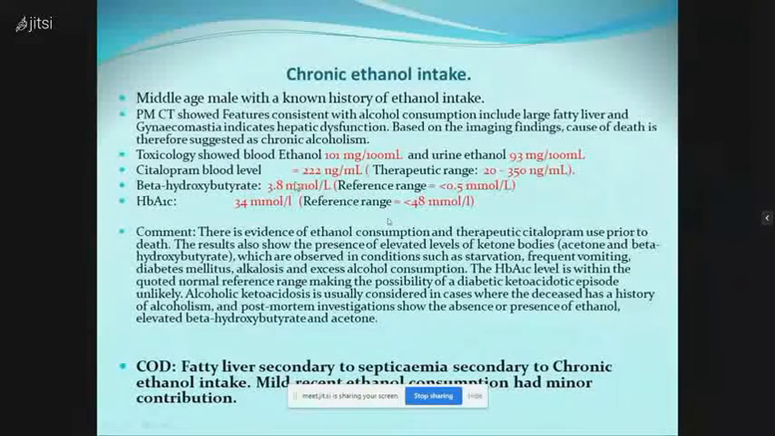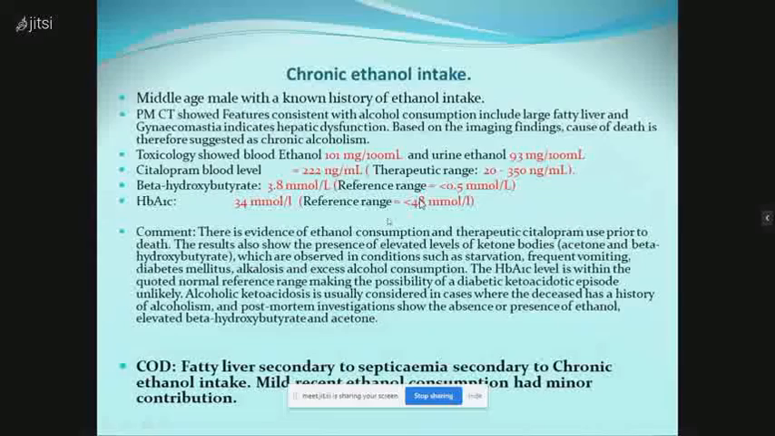citalopram blood level was 222. The therapeutic range is up to 350, so it is within the therapeutic range. But we found that beta hydroxybutyrate was 3.8 millimole per liter. The normal range should be less than 0.5. So you can see that beta hydroxybutyrate is very high, and the carboxyhemoglobin HbA1c 34 millimole per liter, and it is within the normal range.